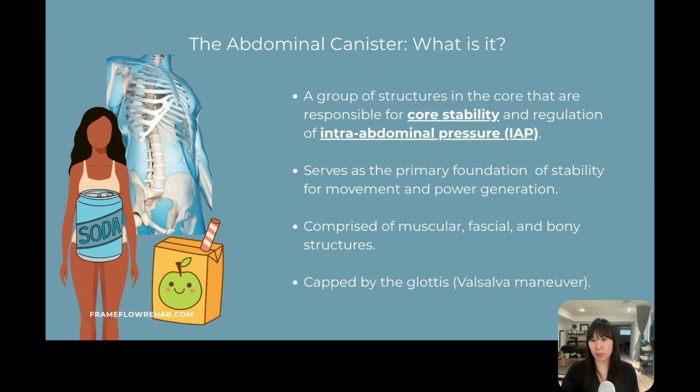Notice how the external obliques are not included in the abdominal canister, because they do not go the full length and close off that can or that cylinder shape. In the bottom of the abdominal canister, no surprise, we have the pelvic floor and the pelvis, and then in the back we have the spine and the multifidus muscle, one of the deepest stabilizers of the spine.